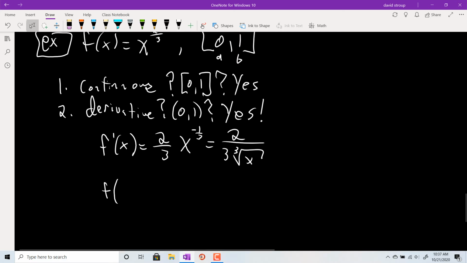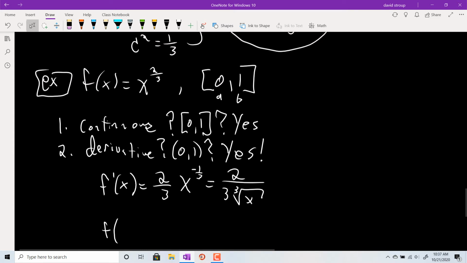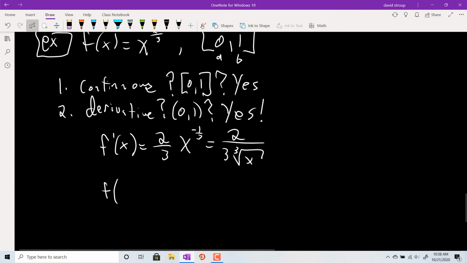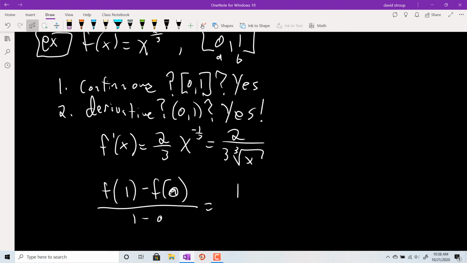You can see above when I first introduced the problem. So I need to do (f(b) - f(a))/(b - a). f of 1 is just 1 to the 2/3. 1 to any power is 1. 0 to any power is 0. And then it's over 1 minus 0, that's just 1.